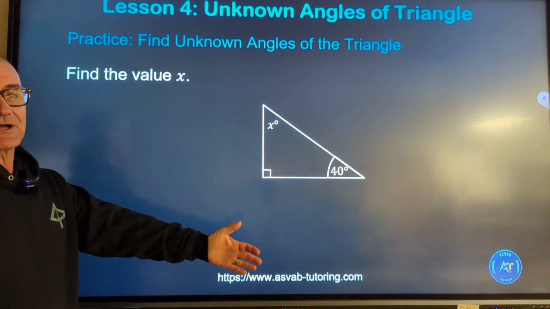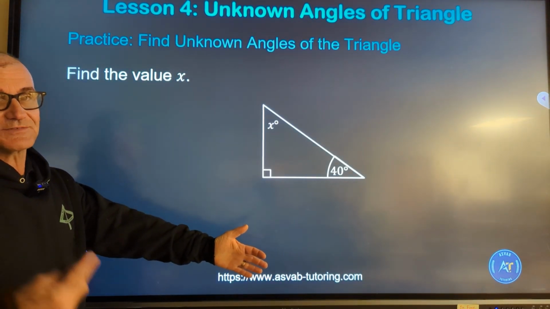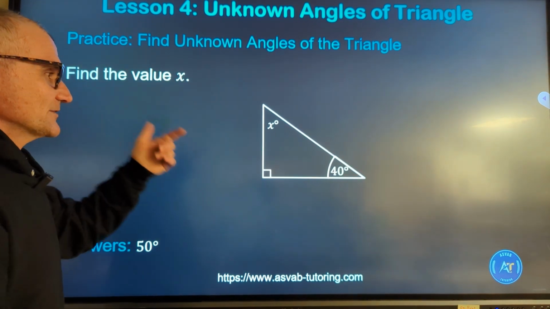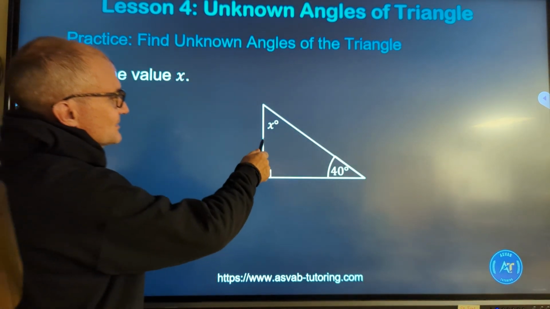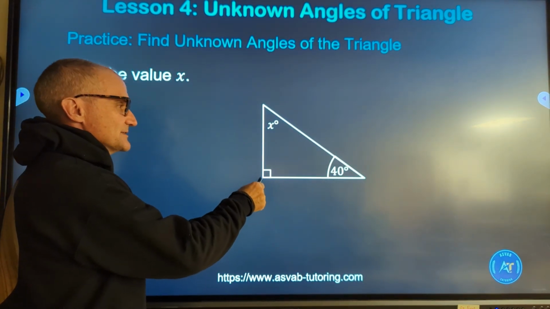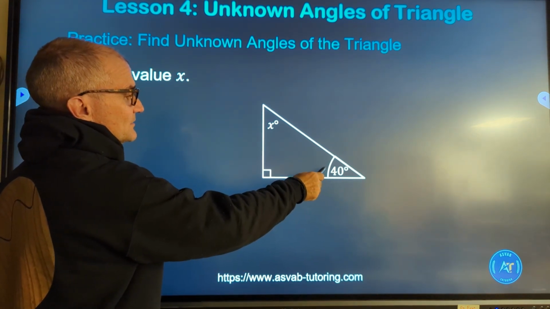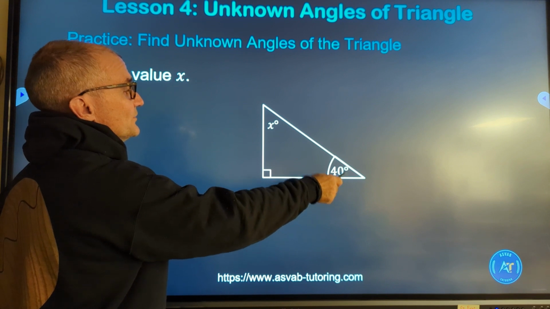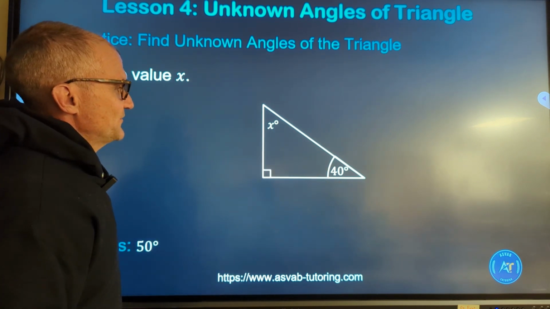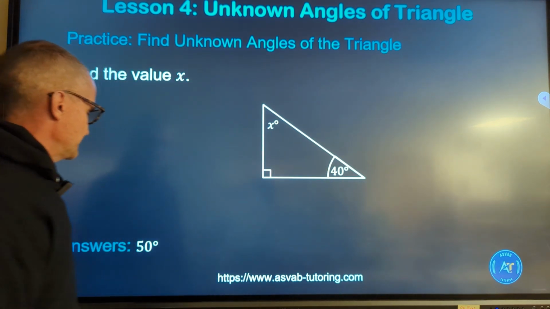All right, here's a sample problem. Go ahead and do this problem. Unpause the video and we'll go over it. All 3 angles add up to 180. Find the value of x. Again, that little box means 90. So 90 and 40 is 130. 130 from 180 is 50. So the measure of angle x is 50 degrees.